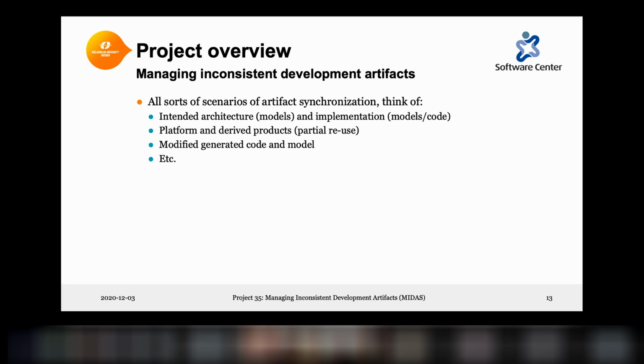And when those models are partially reused across different variants, then you might end up in cases where they should be synchronized, because you want to, for example, share the changes that happen in the platform to derived products as well. And yet another setting is when we are talking about models from which, for example, code is generated, and then that generated code is modified a bit in special cases. And then you want to complete this round trip back to the model.